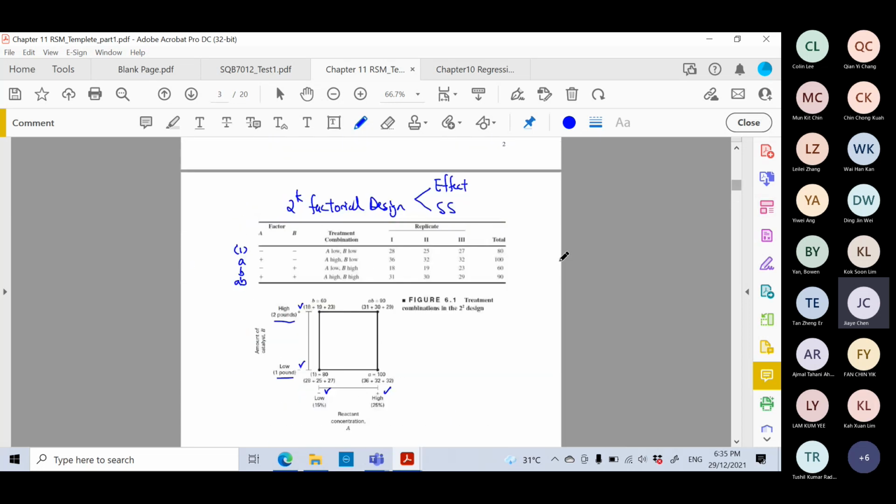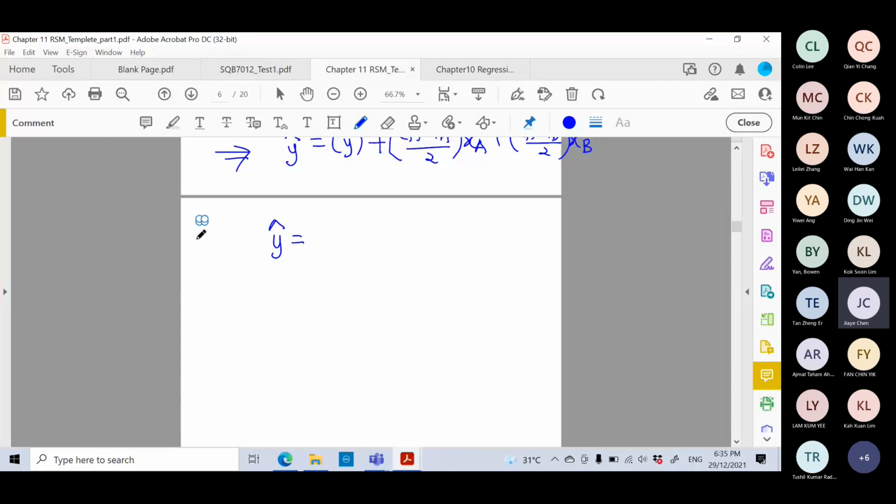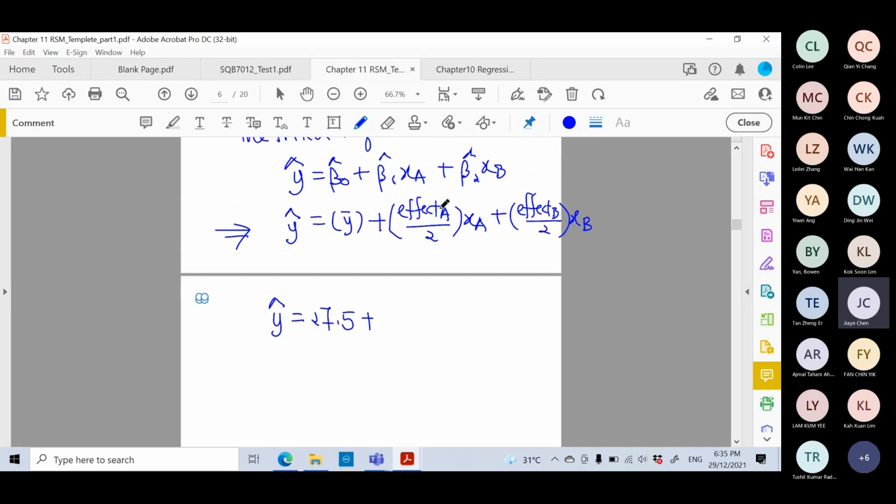You have a data set, and all the data are given here: 80, 100, 60, and 90. You have all these values here. You total them out, and then you take the average of all 12 of them. So you will get your average value, which is equal to 27.5, plus the effect for A, which I have just shown you is 8.33, divided by 2 XA. Then plus the effect for B, which is -5 over 2 XB.